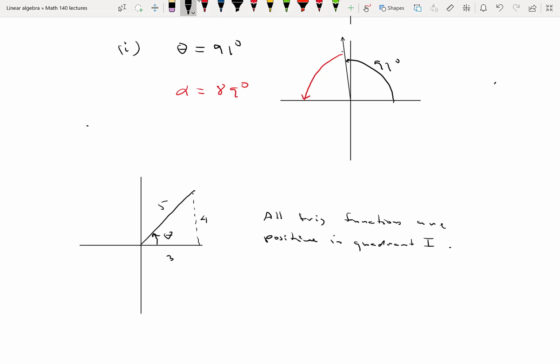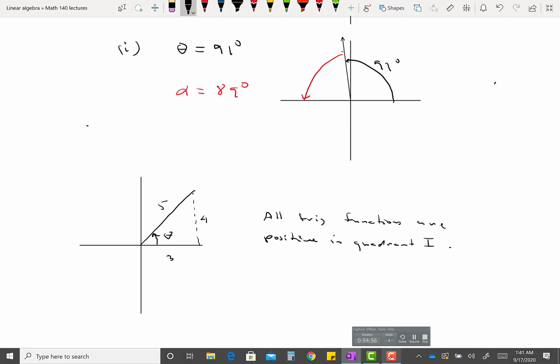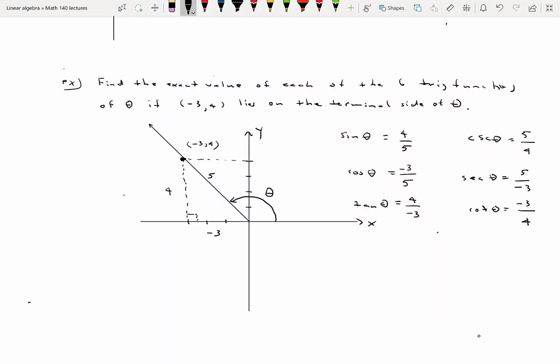Okay, what about in quadrant 2? With some video magic, here's an example we did about 45 minutes ago. The problem was to find the exact value of each of the trig functions for an angle if (-3, 4) was on the terminal side of theta. Well, the angle theta is in quadrant 2. Which trig functions are positive and which are negative? The sine and the cosecant are positive and all the rest are negative.